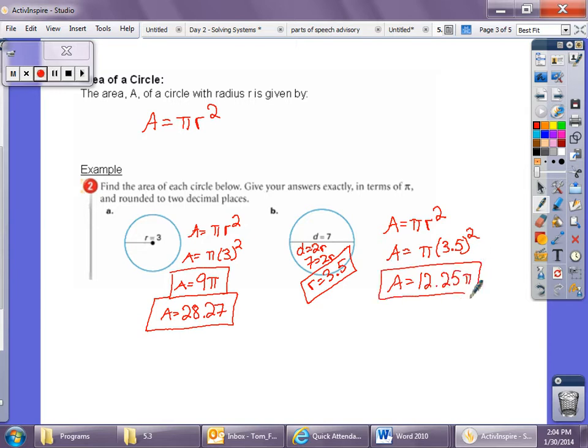Now that's our exact answer in terms of pi. And then we can figure out our rounded answer. We just simply do 12.25 times pi. So our answer rounded to 2 decimal places is 38.48. So that's our rounded answer. So we have an exact answer, and then we also have our rounded answer.